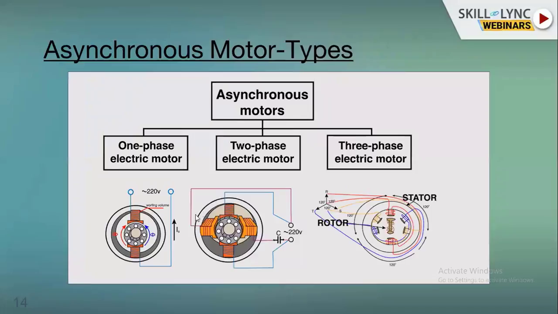it has one stationary frame with magnetic poles. And inside of that frame, there is one rotating component called the rotor. One stationary frame called the stator and another rotating frame called the rotor. This stationary frame is provided with three different windings, R, Y, B, and supply is given to those three windings to produce rotating flux. What do I mean by that?